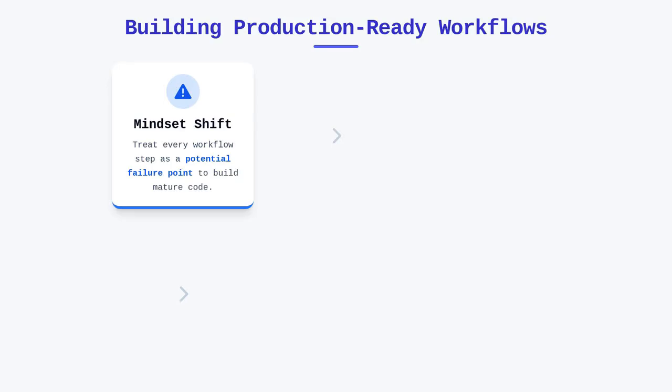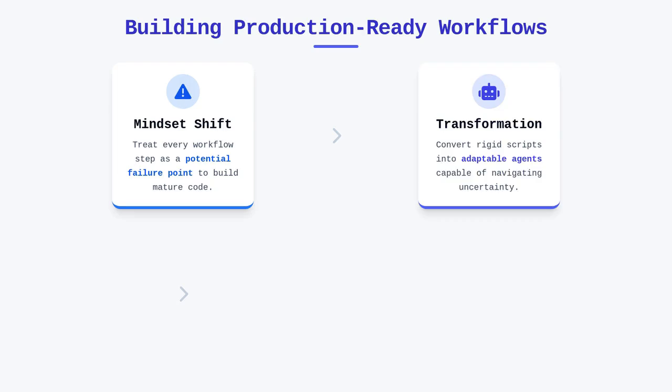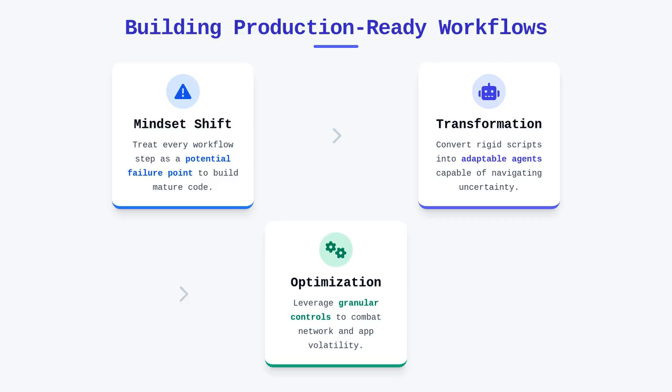When you treat each step of your workflow as a potential failure point, you naturally write more mature, production-ready code that respects the limitations of the environment. Integrating these settings appropriately transforms your desktop flows from rigid scripts into adaptable agents that can navigate the uncertainties of enterprise automation landscapes. I encourage you to revisit your existing action configurations to verify that you are leveraging these granular controls wherever network or application volatility is present.